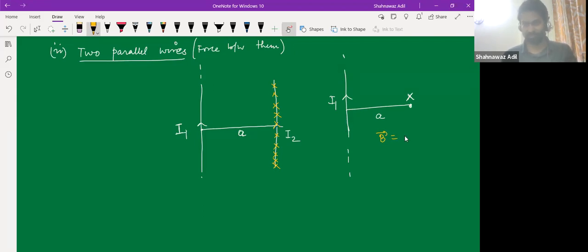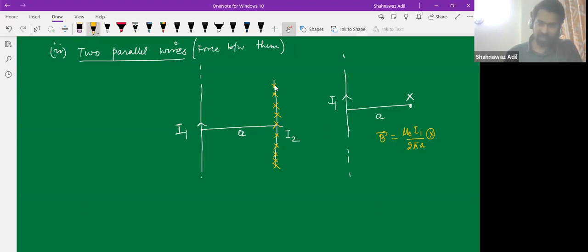Mu naught I by 4 pi r. Sorry, sir, 2 pi r. So mu naught I1 by 2 pi r, and this is in the inside direction. So that is inside, right?